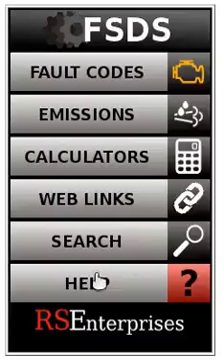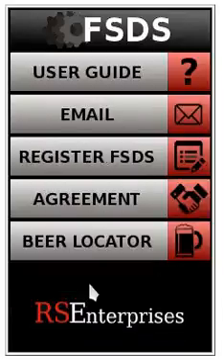Down below that we have our help button, and we can see our user guide at the top. That's what you're viewing at this point. Below that is our email button. This would send an email directly to RSEnterprises in case you were having problems with the software or perhaps had a suggestion for the software.